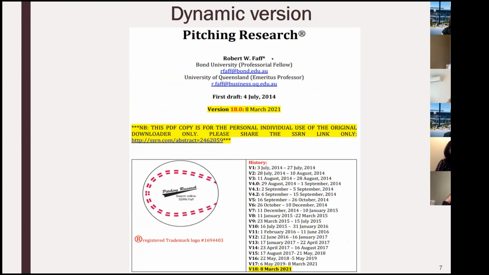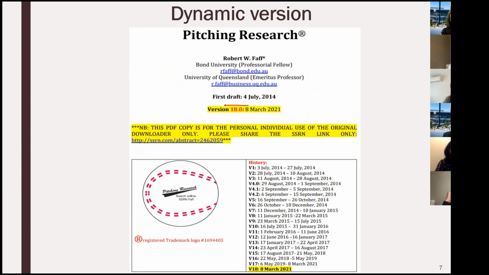Then the second paper is a live version, which is more dynamic. It's not published. It is available on SSRN, which is a repository for working papers. So if you have a working paper, you can upload it. It doesn't go through any review process, so you can make it publicly available. So this live version is available on SSRN.